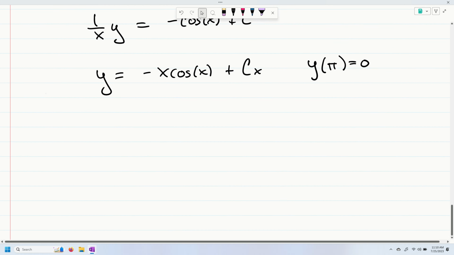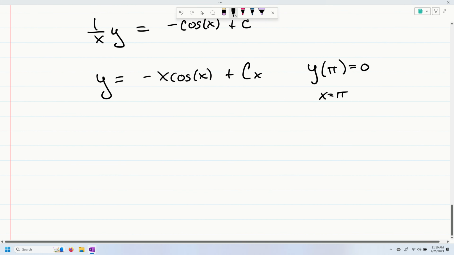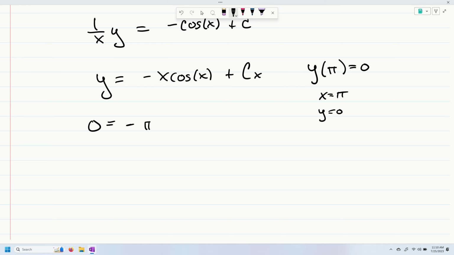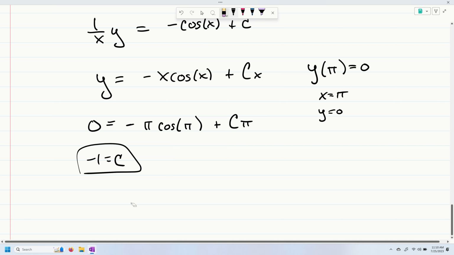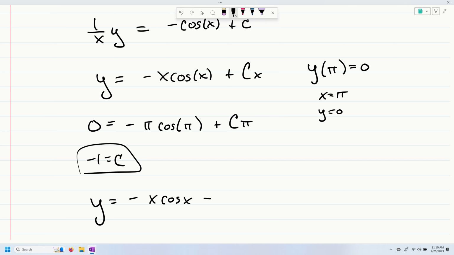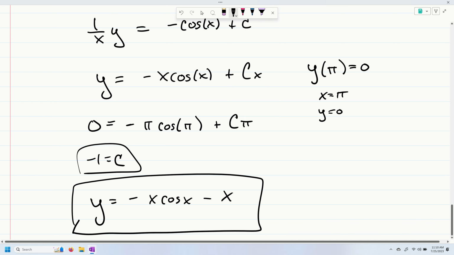So wherever we see an x, we're going to put pi. Wherever we see y, we're going to put a 0. So you get 0 equals negative pi times the cosine of pi plus c times pi. And when you go ahead and solve this, you're going to get c equals negative 1. So our final answer will be y equals negative x cosine x minus x for our final result.